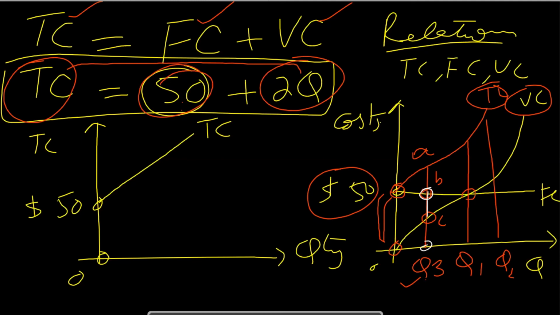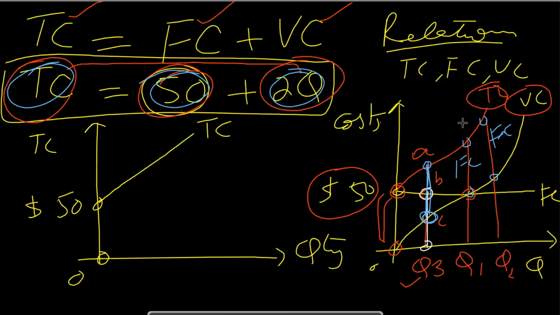So this much, B to Q3, is fixed cost, or it can be the gap from point A to point C. The gap between points A and C is also fixed cost because this gap is also equal to $50, as I mentioned earlier that the gap between variable cost and total cost is fixed cost. So these gaps between total cost and variable cost are also fixed cost.